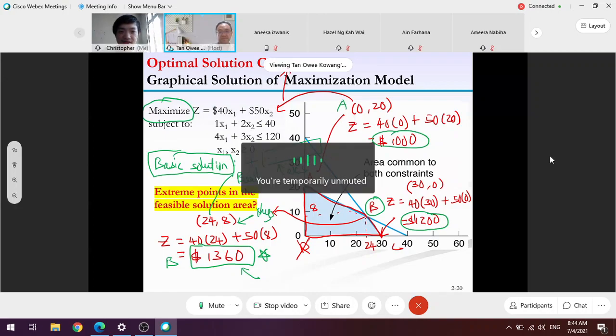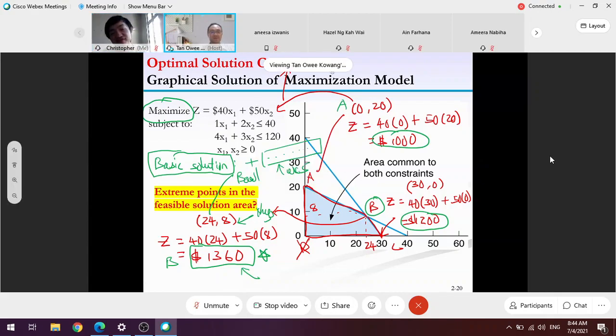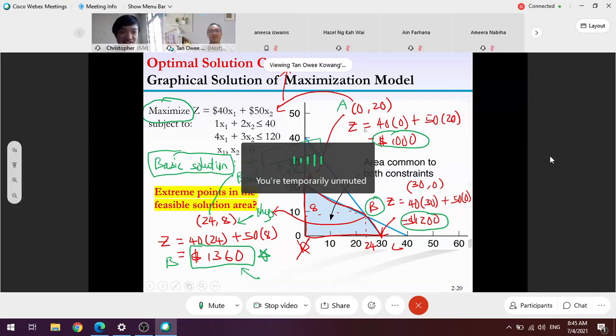What do you think? This linear programming, is it interesting? Oh, you have to say yes, because you're right in front of me.